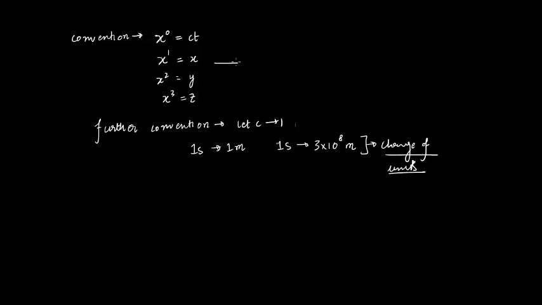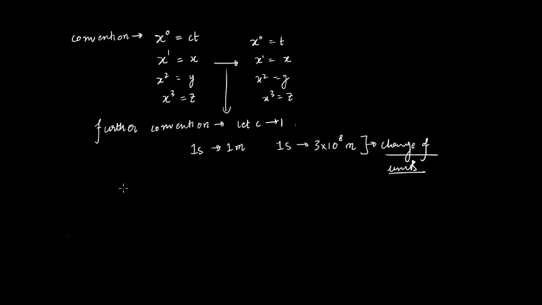So that means that this goes to x0 being equal to t, where there's a 1 again. So x1 is going to be equal to x, x2 is going to be y, and x3 is going to be z.